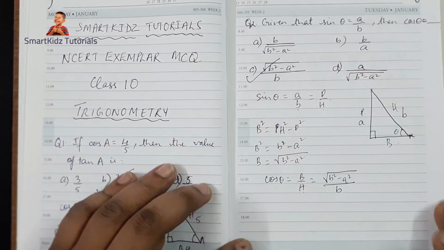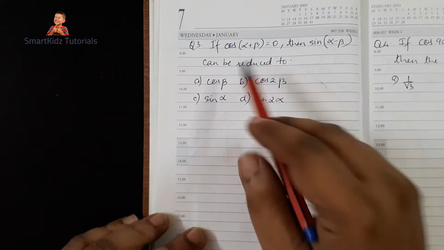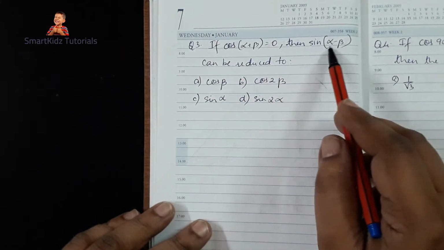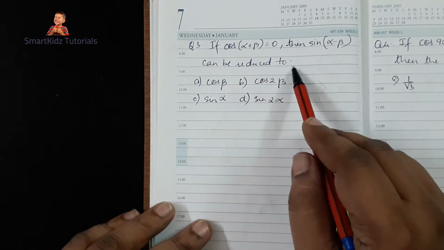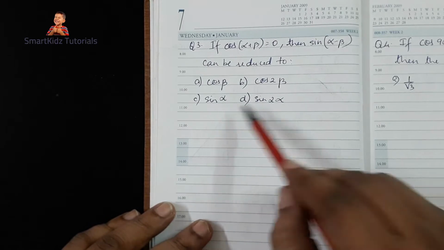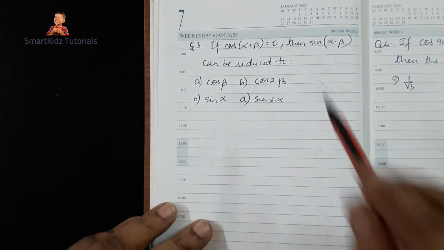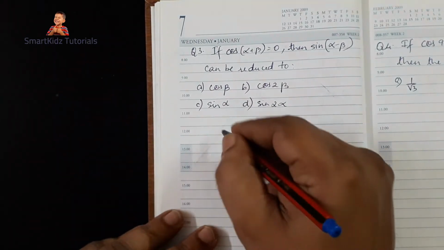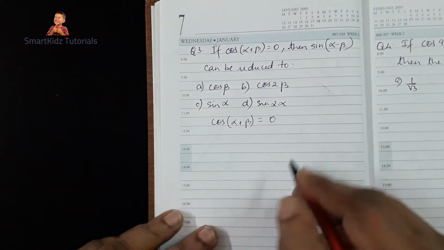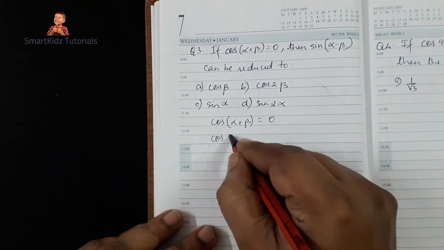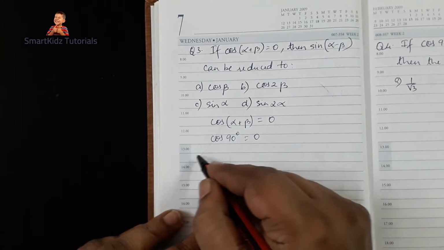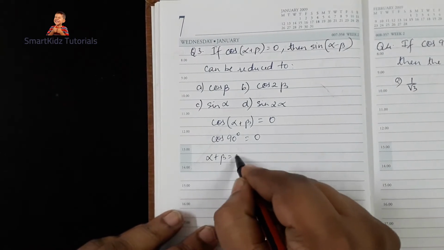Okay, correct. This one. Moving on to the third question, if cos of alpha plus beta equal to 0, then sine of alpha minus beta can be reduced to, the choices given are cos beta, cos 2 beta, sine alpha, or sine 2 alpha. Let's begin with what we have been given. Cos of alpha plus beta is equal to 0. We also know in this case that cos of 90 degrees is also equal to 0. So from these two we can say that alpha plus beta is equal to 90 degrees.